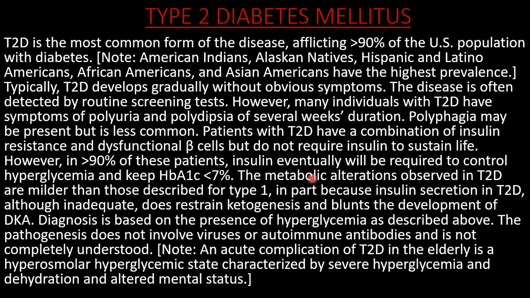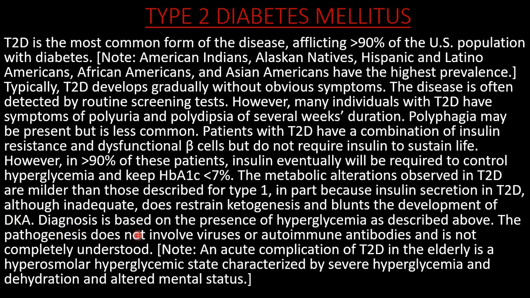The metabolic alterations observed in type 2 are milder than those observed in type 1. Why? Insulin secretion in type 2, although inadequate, or although the cells are resistant to insulin, will restrain ketogenesis in the liver, and this will prevent the development of diabetic ketoacidosis. So patients with type 2 diabetes mellitus do not develop diabetic ketoacidosis, and if they do, it is very rare.